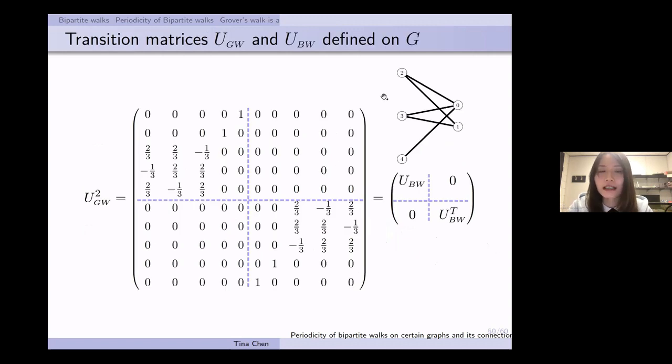Okay, here's just an example. So if you define the Grover walk over this graph, and this is the second step of your Grover walk, you can see the second step of this Grover walk actually can be written as the direct sum of your bipartite walks on its original graph.